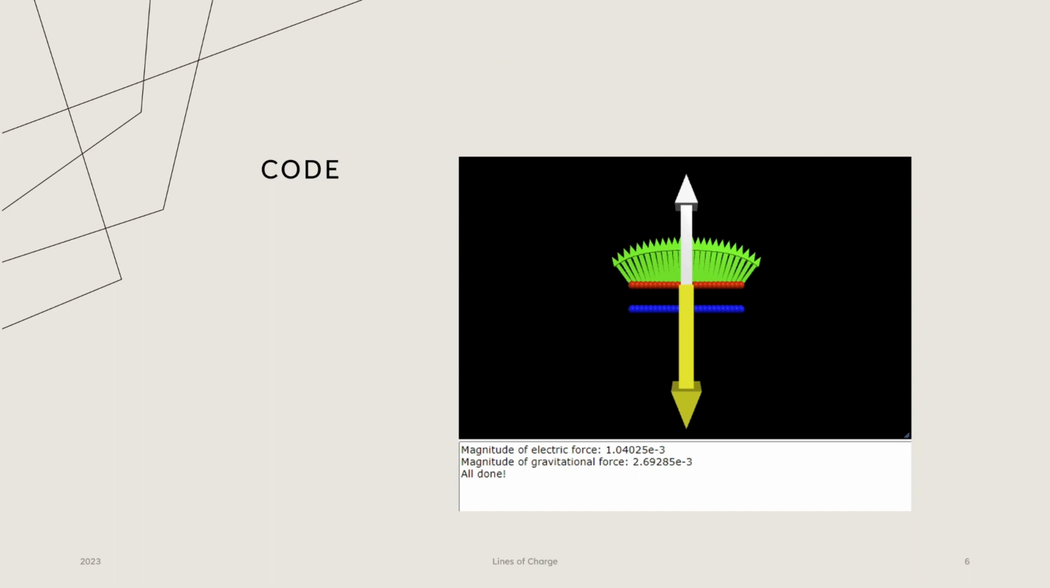This is the output that was given, where the green arrows are the electric force, the white arrow is the magnitude of the electric force, and then the yellow is the magnitude of the gravitational force.